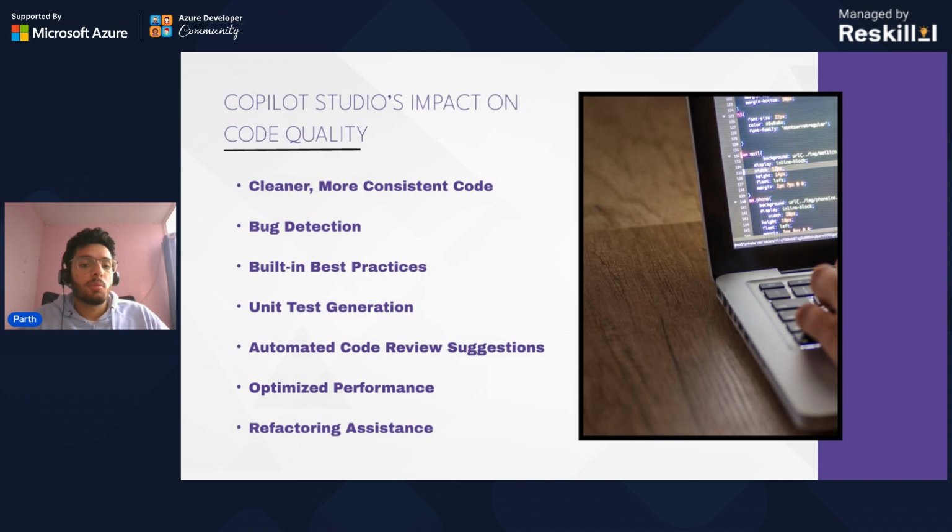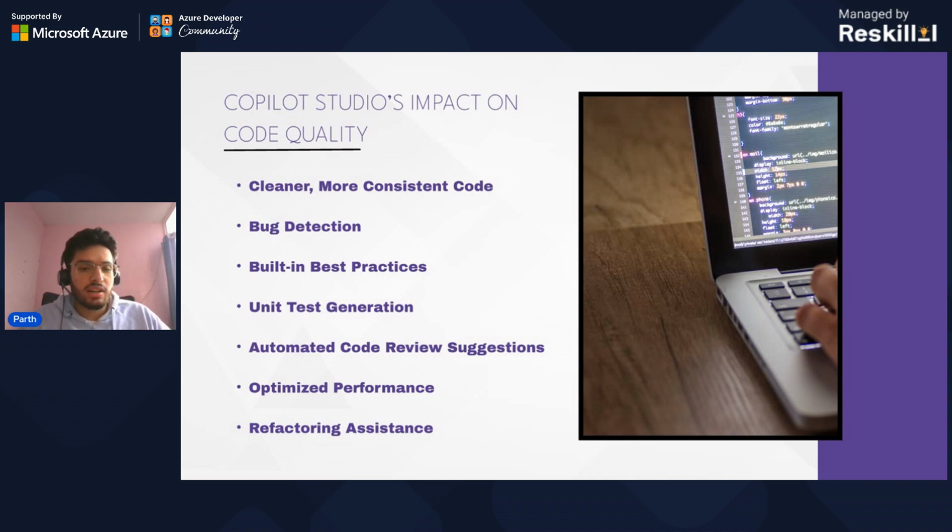Apart from that, optimized performance and refactoring assistance. For optimized performance, we can see how it writes code, how it saves our time writing boilerplate code, and how it can write the most efficient and optimized code itself. So basically it is building a higher quality project. So that's how optimized performance is an impact on code quality.